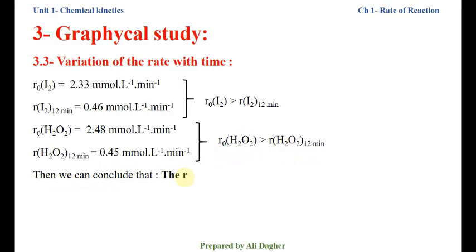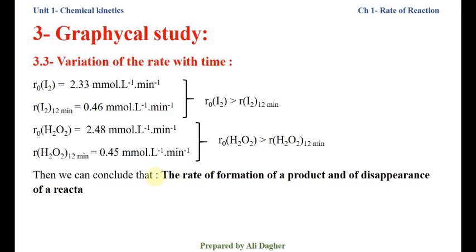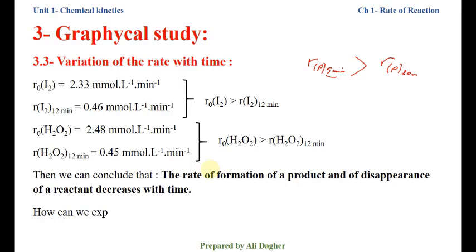We can conclude that the rate of formation of a product or of disappearance of a reactant decreases with time. Then, if we compare the rate of a product at 5 minutes and the rate of the same product at 20 minutes, for example, surely when t is less, the rate is bigger because the rate decreases with time. How can we explain graphically, without calculation, this variation in rate?